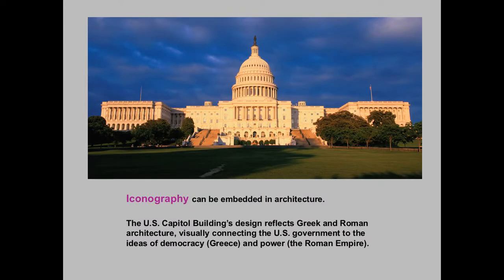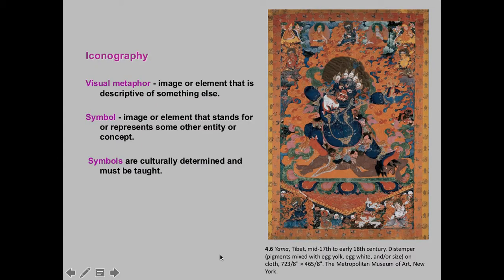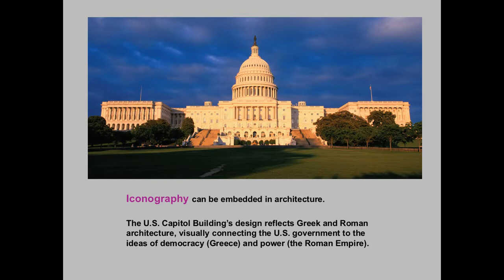Iconography can also be embedded in architecture. So let me back up for a second. So these are symbols that can be considered iconography, and we went back, we have iconography here as well. All right, so in this piece, remember we talked about it being Greek and Roman architecture. This is connecting the U.S. government to the ideas of democracy and power. Greece would be the democracy, and that predates the Roman Empire.